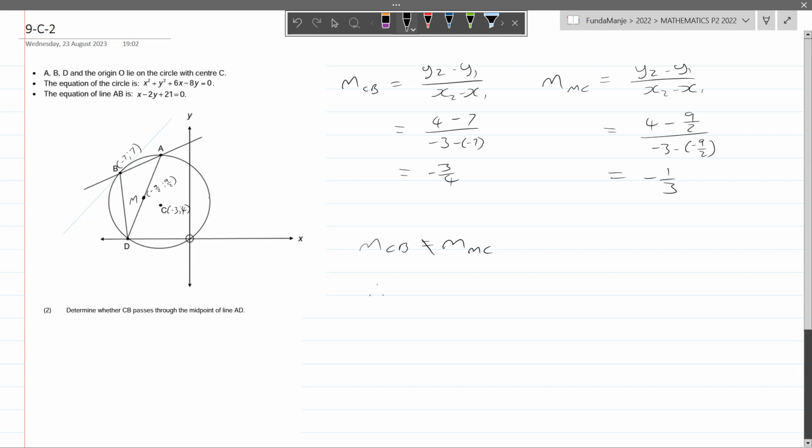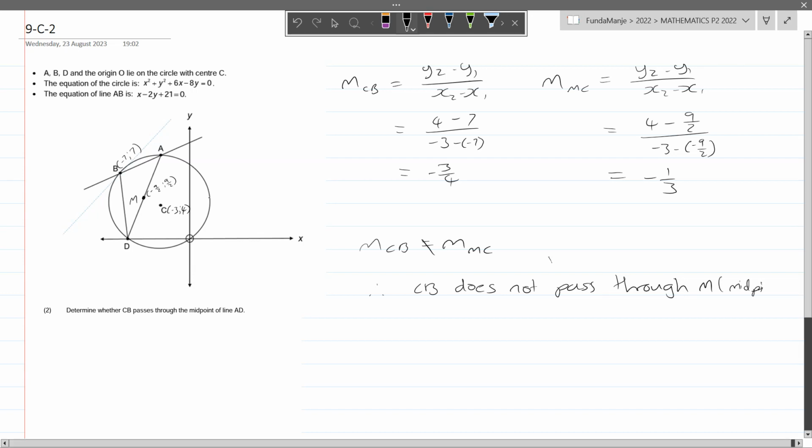Therefore, we can say that CB does not pass through M, which is the midpoint of AD. We can specify that midpoint of AD. So that's how you do it in this case.